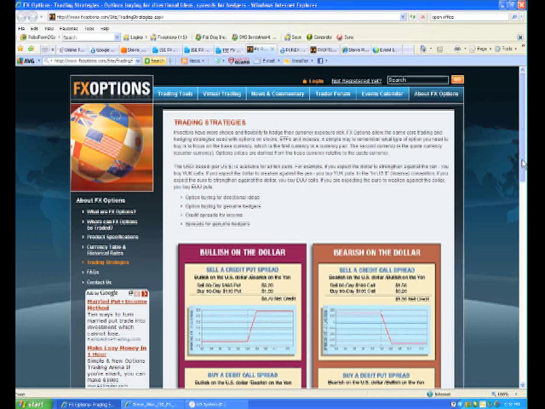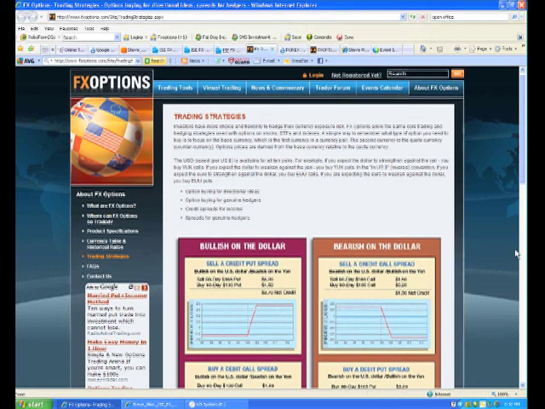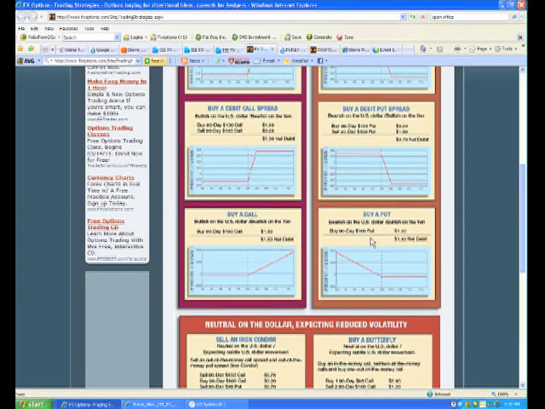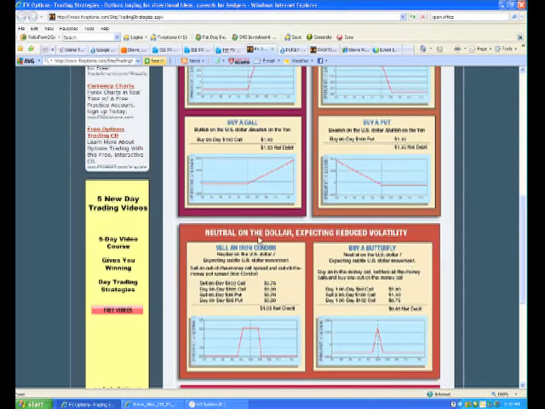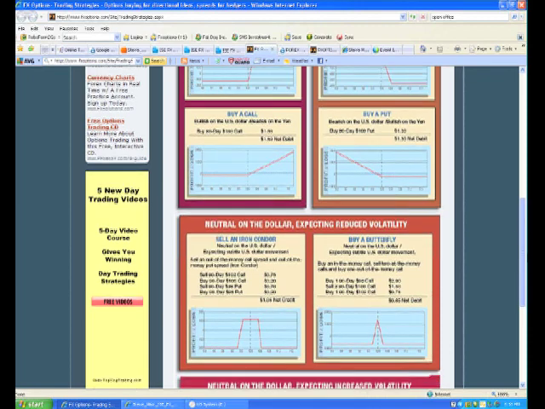neutral, expecting reduced volatility. In a trading range situation, generally you'll see the dollar just go up and down and not really rally or sell off very much, so the volatility is pretty much reduced. So I have an opportunity at selling an iron condor if I'm approved for that. I have an opportunity for buying a butterfly.